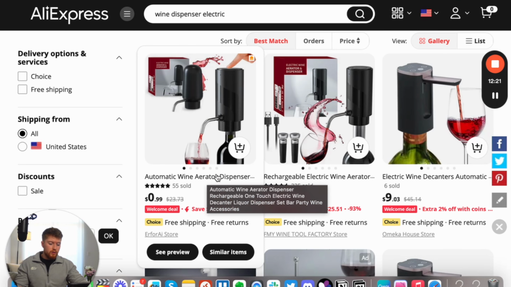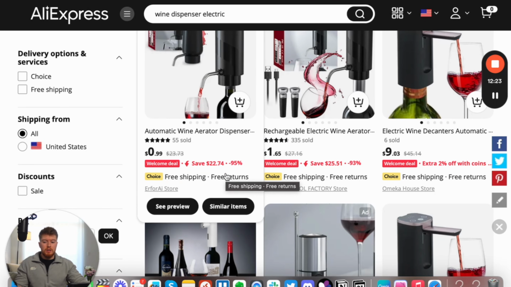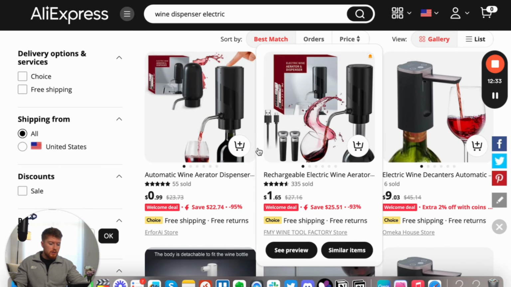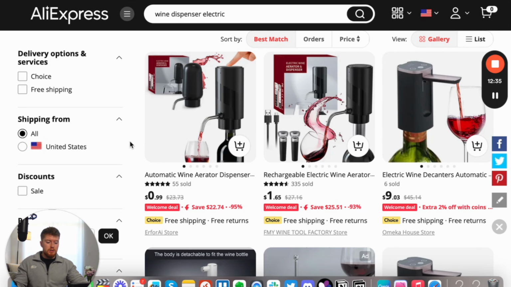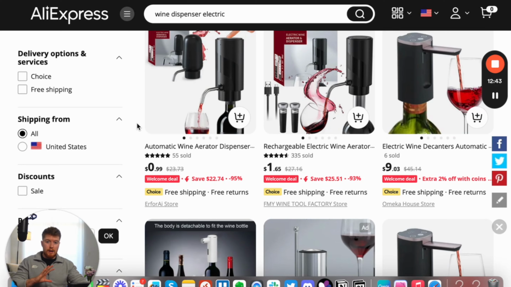So, electric wine dispensers. Now, obviously, if you're advertising on Facebook, Meta, or other platforms, you have to be careful of the types of products that you're advertising. You can't sell alcohol or drugs of any sort, obviously. Even though this isn't a specific product in that category, it's kind of like an accessory for that category. So you just have to be careful of how you advertise it, just FYI.